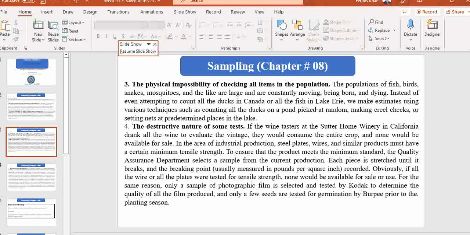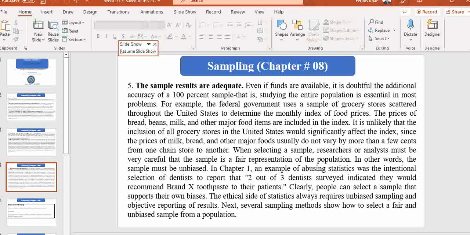I already told you this sometimes. If you cook food, you don't need to eat all of it to say the salt was okay and the food was cooked well. Instead you check a little portion and then you say, oh, it's nice food. The destructive nature of some tests, yes, this is important. And the sample results are adequate. Sometimes you don't need to do all. If you have many items in a population that require a lot of stuff, time, and energy, and at the end you say, oh, the result is just close to the sample.